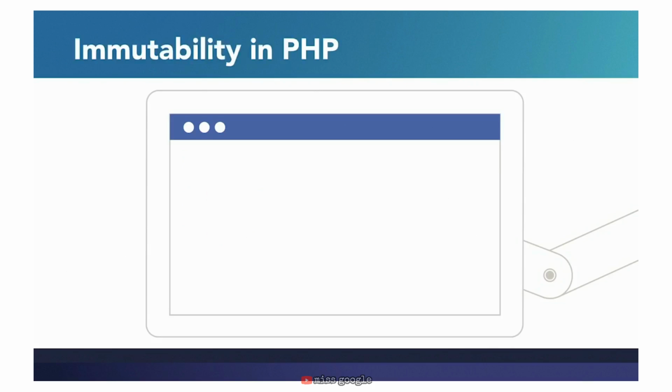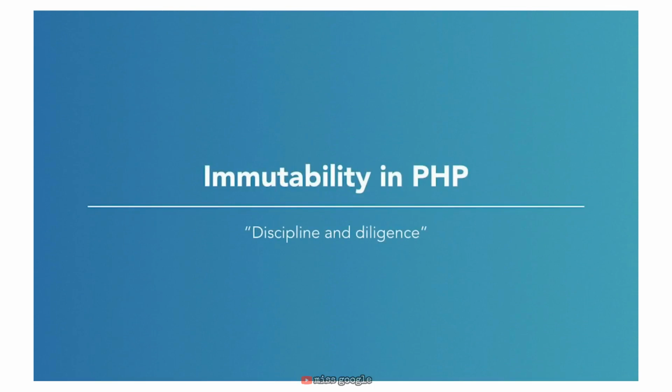In PHP 7, we have 2 main ways of defining constants. The first way is with the const keyword, which defines constants at compile time, and the second is by using define, which defines constants at runtime and allows us to define constants conditionally, such as inside an if statement. In practice, though, the least intrusive way of incorporating immutability into our PHP programs is through discipline and diligence.